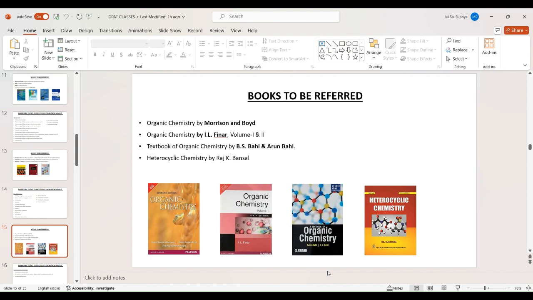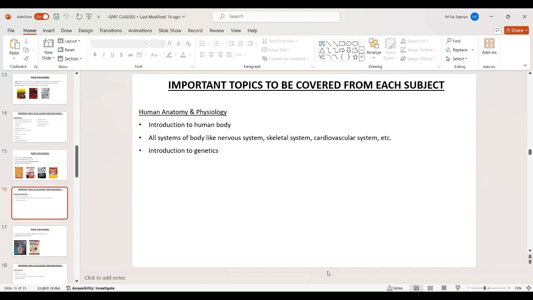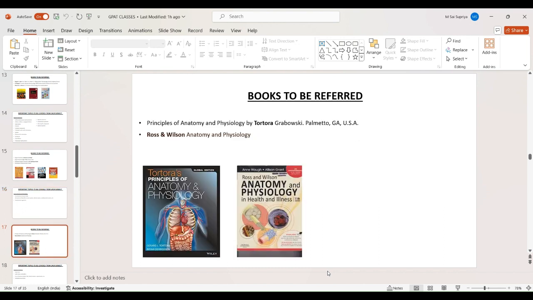If you say the Reimer-Tiemann reaction, the intermediate is the carbene. So you should know that. Books to be referred: Morrison and Boyd, Finar, Bahl and Bahl, and Rajesh Pansa. Then the less important topics, the minor subjects, HAP: Introduction to the Human Body, then all the body systems, genetics. The books to refer: Tortora, Human Anatomy, Ross and Wilson.